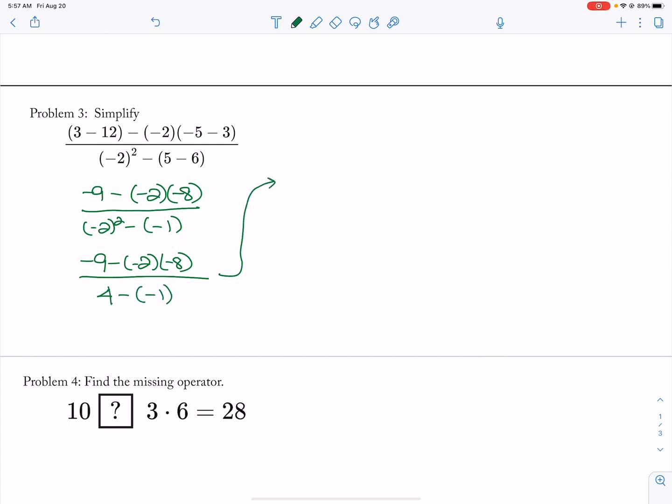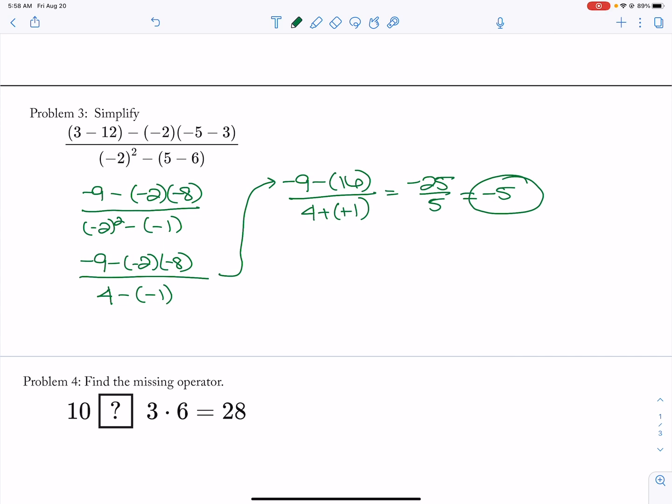And now I'm going to separate my numerator and my denominator. So I get -9 minus a positive 16, all divided by 4 minus a -1. The two negatives become a positive here, so that I get -25 over 5, which is -5. Okay. All right, so let's take a look at the next one.